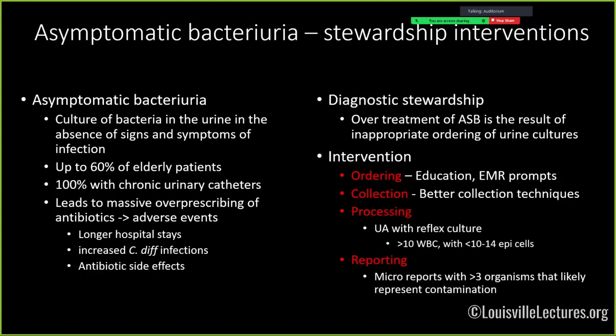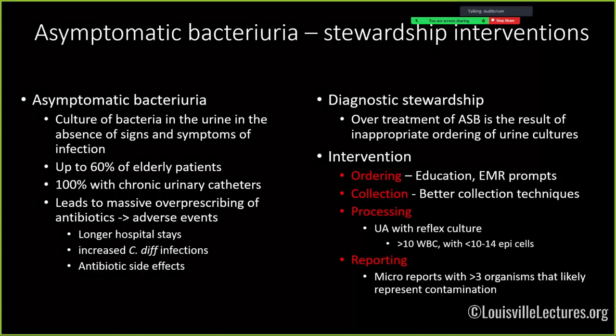So let's take asymptomatic bacteriuria as a good example of stewardship interventions. We've talked about this before. We'll continue to talk about it because it continues to be a big problem. Asymptomatic bacteriuria is culture of bacteria in the urine in the absence of signs or symptoms of infection, right? This is super common. Up to 60% of elderly patients, and if you've had a catheter in more than 3 or 4 days, 100% of those catheters are going to become colonized. And this over-treating leads to massive over-prescribing, but also a lot of adverse events.